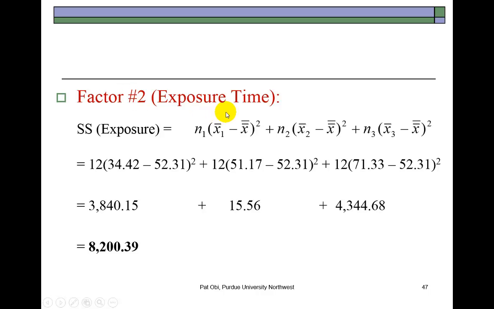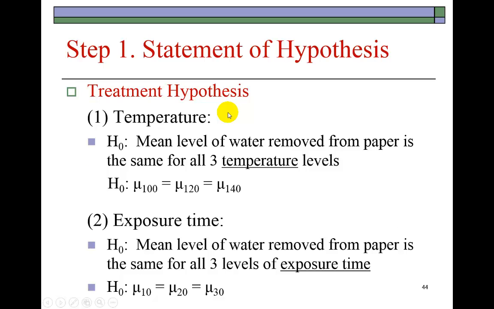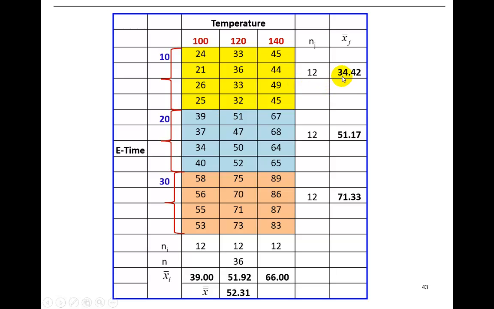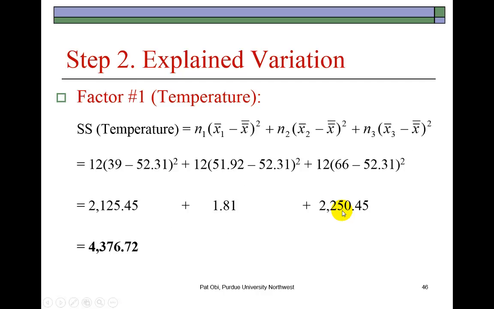For exposure time, we do the same. If I go back here, it's going to be the difference between this mean for the exposure time setting of 10 seconds and the grand mean of 52.31, squared, multiplied by 12, because again we have 12 observations in this yellow block. And we're going to do the same for this and for this going forward.